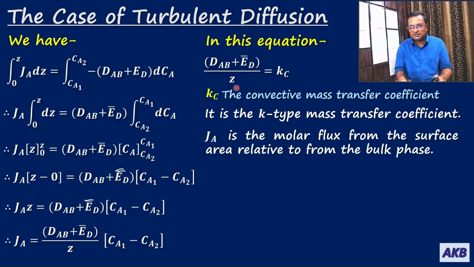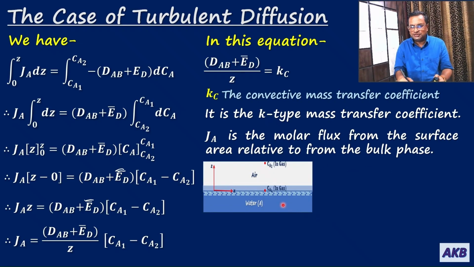So in this case, when you have the equation after integrating the modified Fick's law, in that equation Ja would be molar flux from the surface area relative to the bulk phase. So the molar flux from the surface area relative to molar flux in the bulk phase. So that is Je.